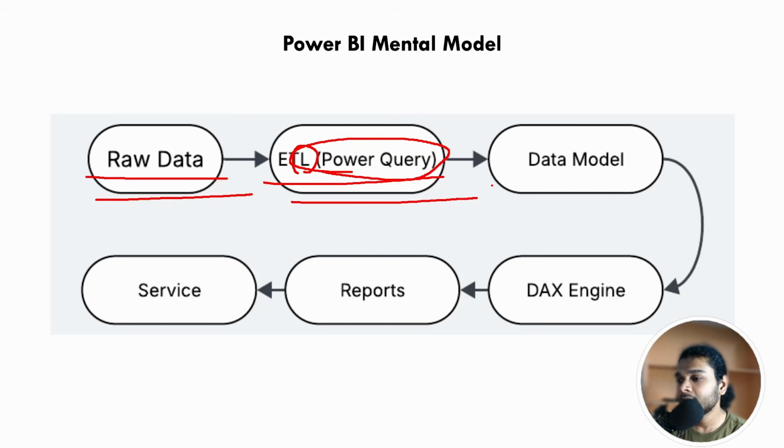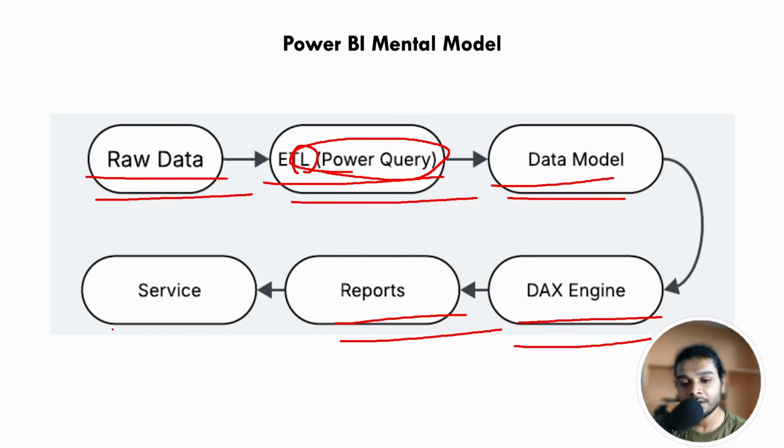And then there is the data model. We can model the data. Then we have the DAX engine, which we use for querying the data, creating measures, or creating calculated columns. And then we create reports. Then we have the deployment layer, which is the service. I represented it as a service because we use something called Power BI service to deploy our dashboard. That's how the usual flow goes.